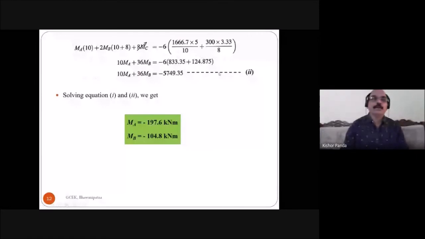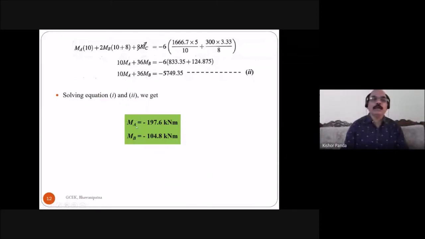Then after solving equations 1 and 2, we get the values of the moments at A and B, that is MA and MB. So here you got the moment at A is minus 197.6 kilonewton meter and the moment at B, MB, is equal to minus 104.8 kilonewton meter. So this is the moment at the ends A and B.